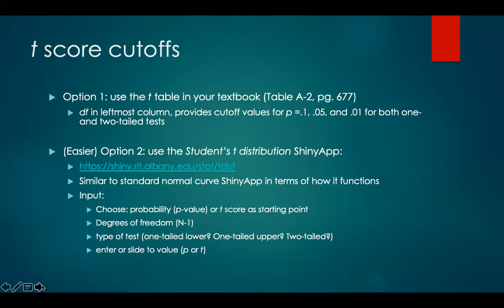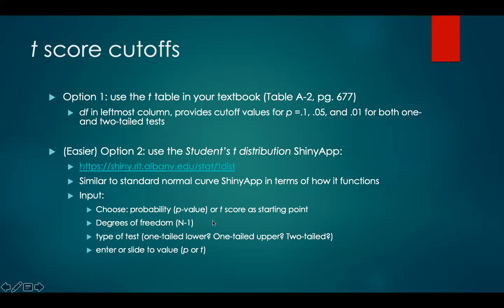Now, when we're dealing with t-score cutoffs, option 1 is to use the table in your textbook. The degrees of freedom are in the leftmost column, and it provides cutoff values for p equals 0.10, p equals 0.05, and p equals 0.01 for both one-tailed and two-tailed tests, which work in the same way as they did with z-scores and z-tests. But option 2, which is the easier option, which I suggest you use, is the Student's t-Distribution Shiny app, which can be found at this link.